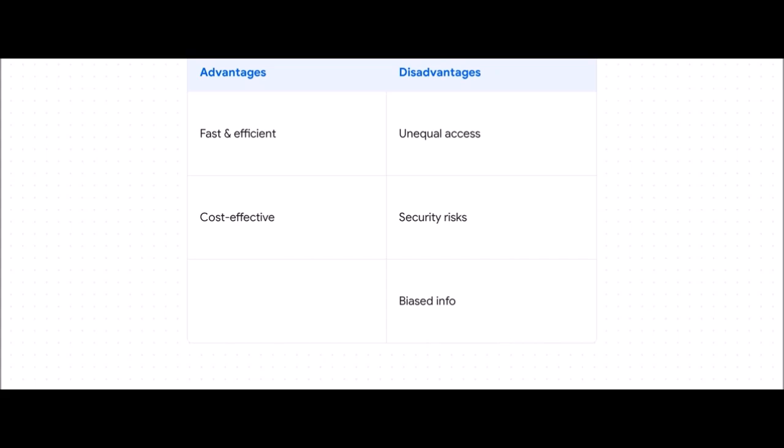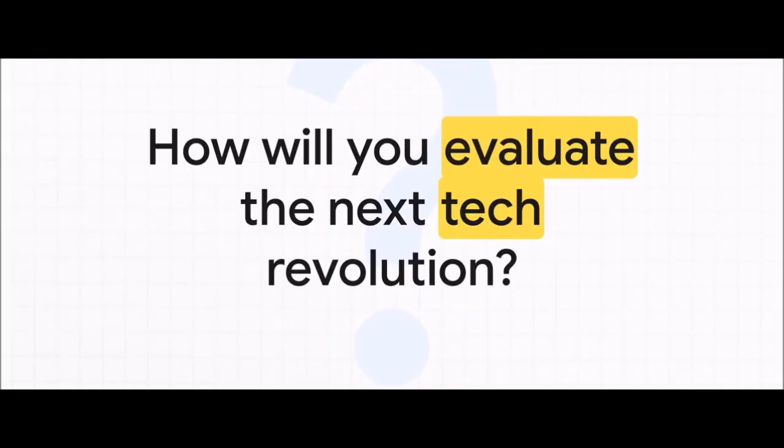So an A-grade evaluate answer absolutely must end with a definitive conclusion. Overall, email is highly effective due to its speed and low cost, but it fundamentally has to be used alongside other complementary communication methods to ensure true accessibility, security, and reliability for everyone. And there you have it. By parsing those command words, describe, compare, discuss, evaluate, you've essentially cracked the code for your Paper 3 exam.